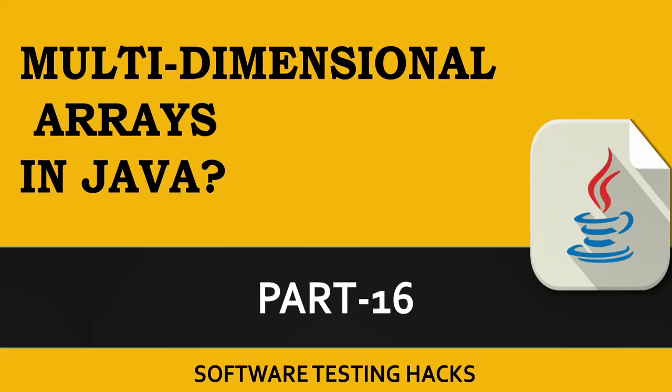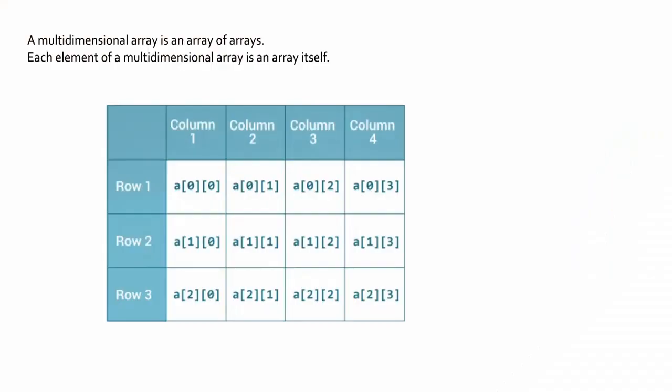Let's begin. In the previous video, we saw what a single dimensional or 1D array is, right? Here we are talking about multidimensional arrays. A multidimensional array is an array of arrays. Each element of a multidimensional array is an array itself.